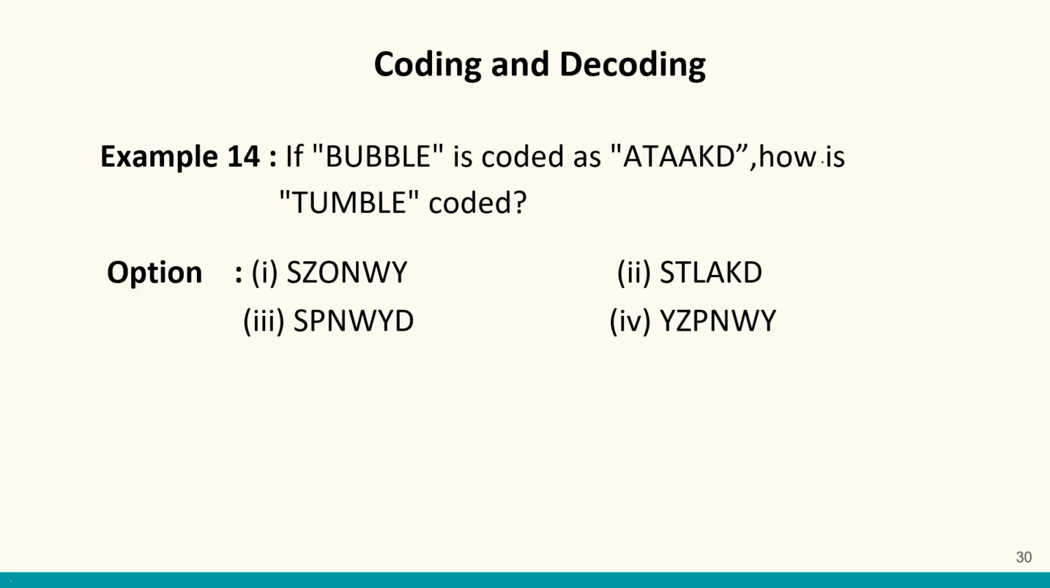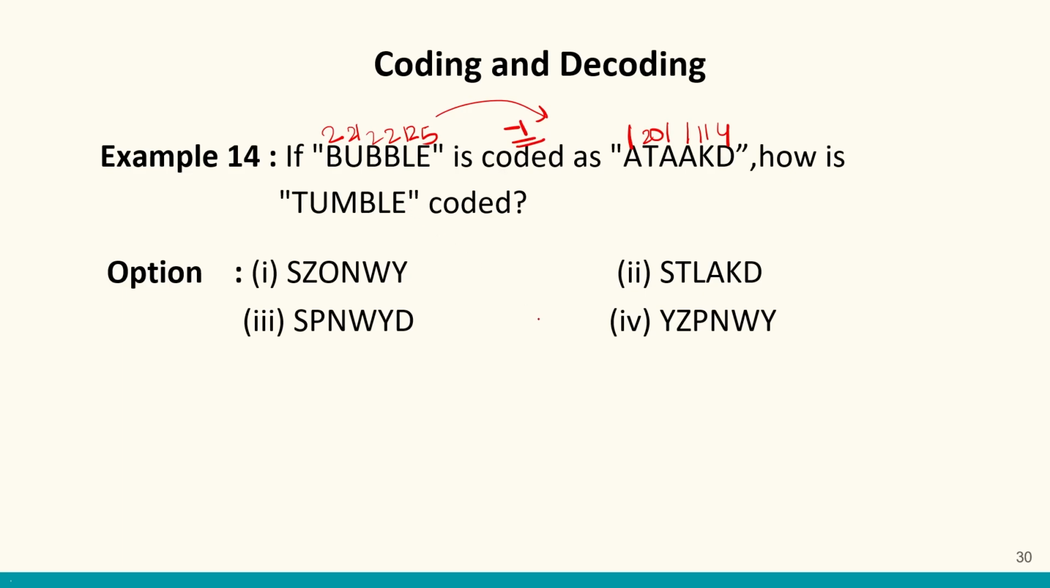Now bubble is coded as this. We have to find the code for tumble. So second position, second position, second position, fifth position. L is 12 and U is how much? U is 21. So here I can see first position, first position, first position, fourth position. K is 11 and T is 20. So here very clearly I can see that we are moving one position backwards.